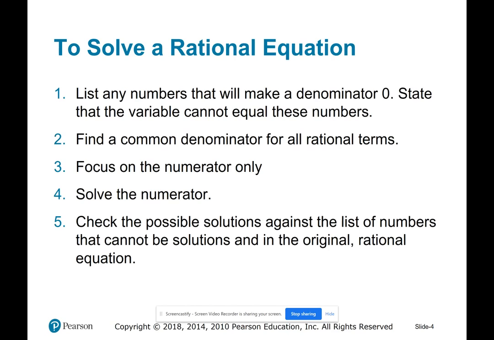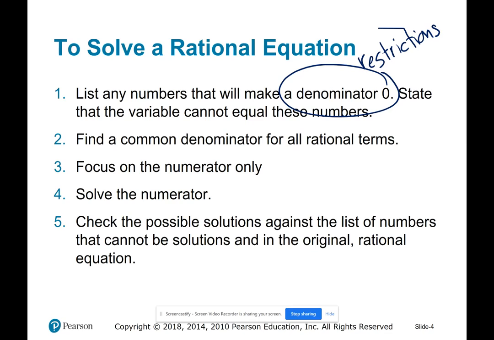So main thing is this, and this is what I would write down for sure for notes, these steps. The first thing you need to do: list any numbers that will make a denominator 0. These are what we called the restrictions. Restrictions meaning we can't have an answer that gives us a 0 on the bottom. So we want to find that before we even get started solving.